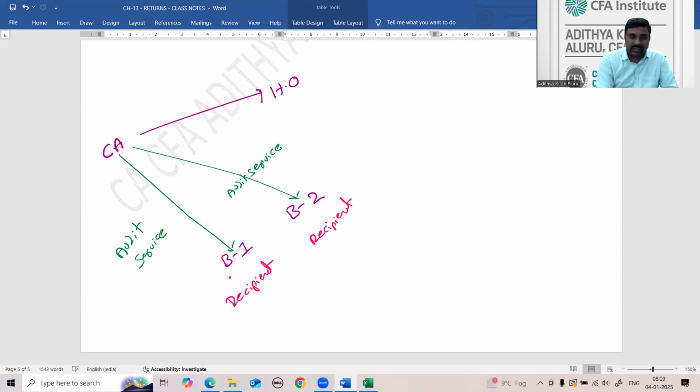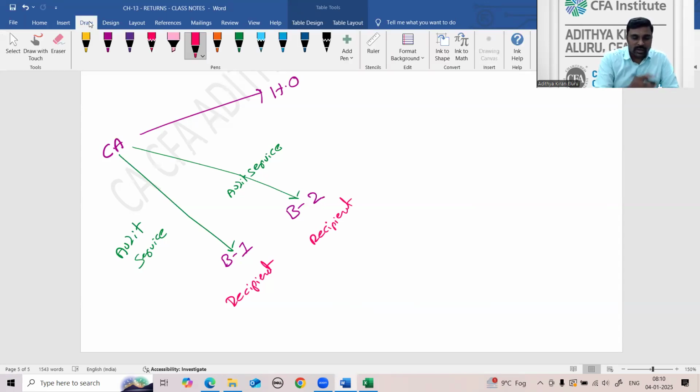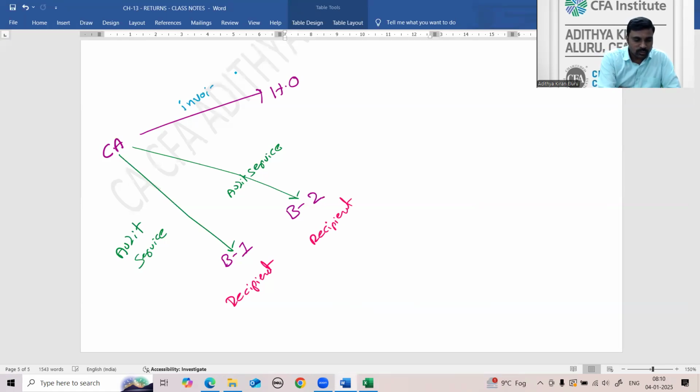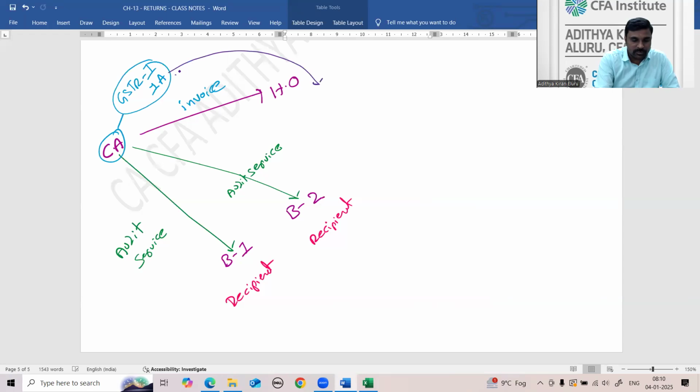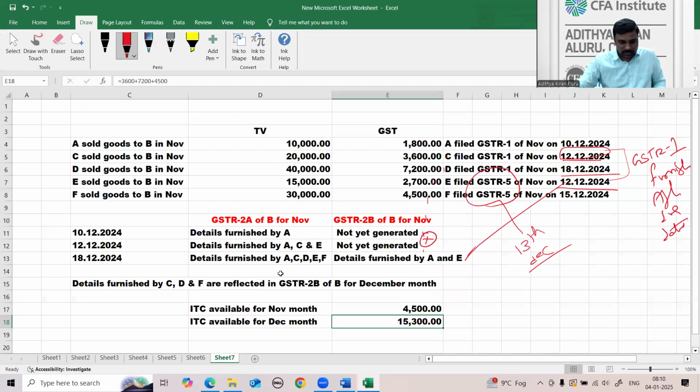Even though the CA is providing services to these two branches, he will give the invoice to the head office only. This CA will file GSTR 1 or GSTR 1A. And whatever details are furnished by the CA in GSTR 1 or GSTR 1A will be available to this input service distributor in this form.